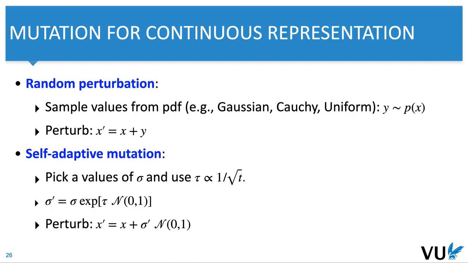The next mutation is for continuous representations, and for continuous representations we have, I think, the largest number of possible mutations, because we can use really different things. The simplest one is random perturbation. We just pick a probability distribution like Gaussian, Cauchy, uniform, whatever. We just sample a value from this distribution and add it to x. In Metropolis-Hastings, for instance, we showed a Gaussian, but it could be any other.